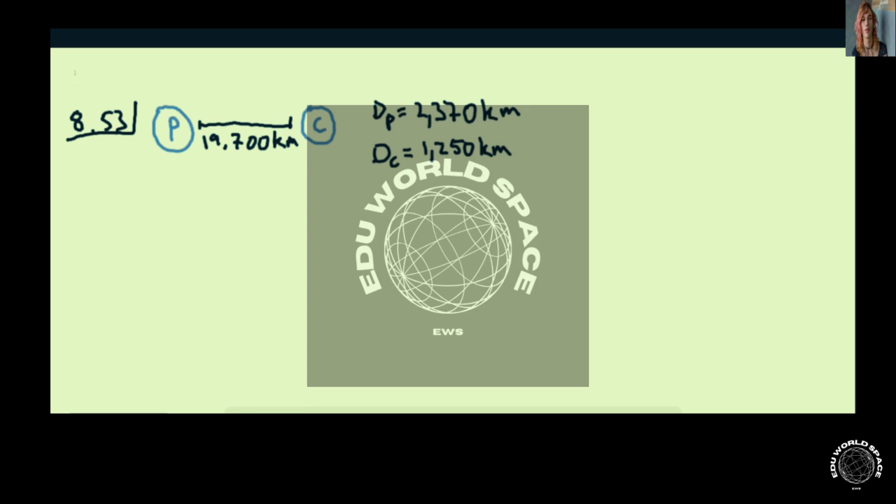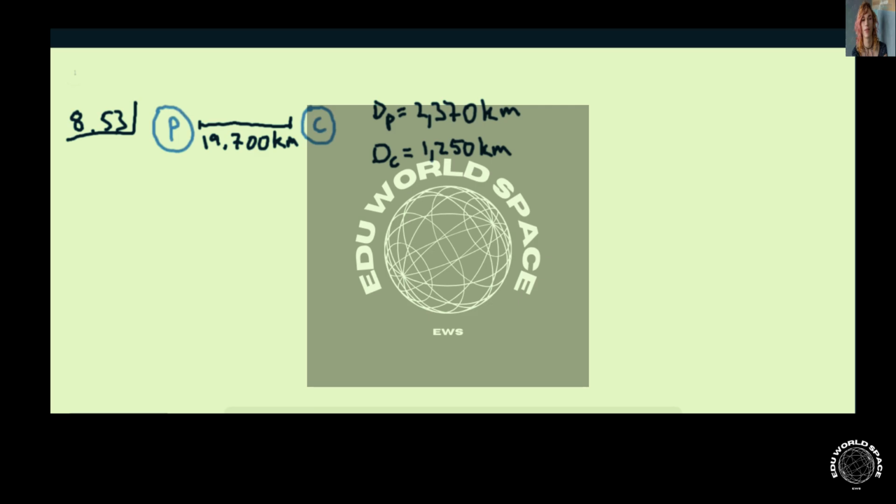Problem 8.53, we're trying to find where between Pluto and its moon Charon the center of mass of the two is located. Now we're told the diameter of Pluto, the diameter of Charon, and we're told to assume that they have the same composition, and so their densities are the same.